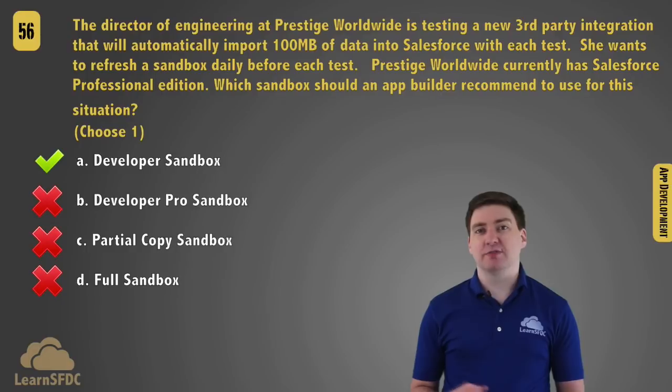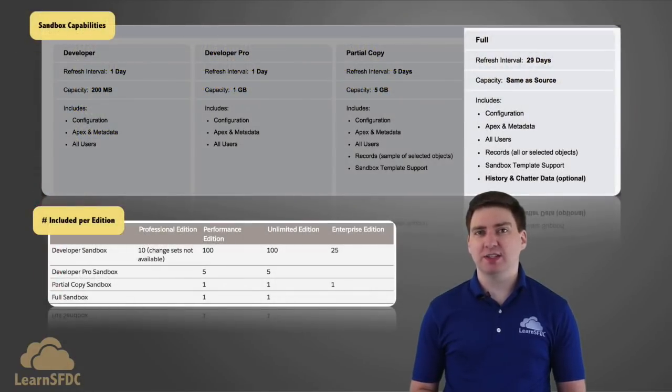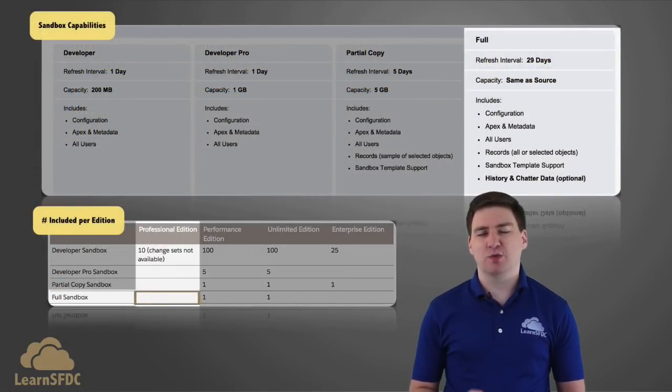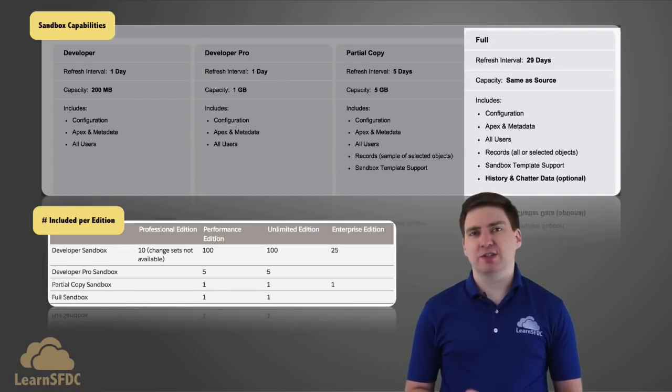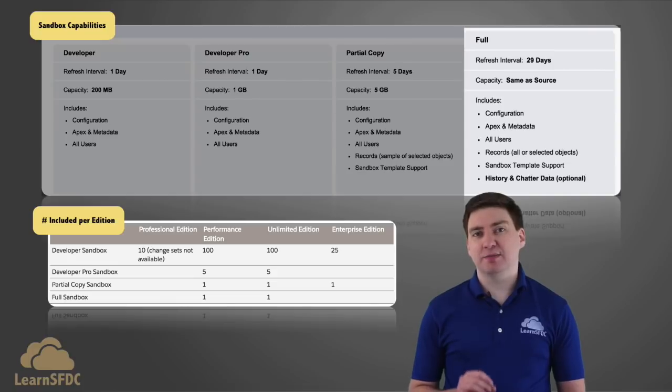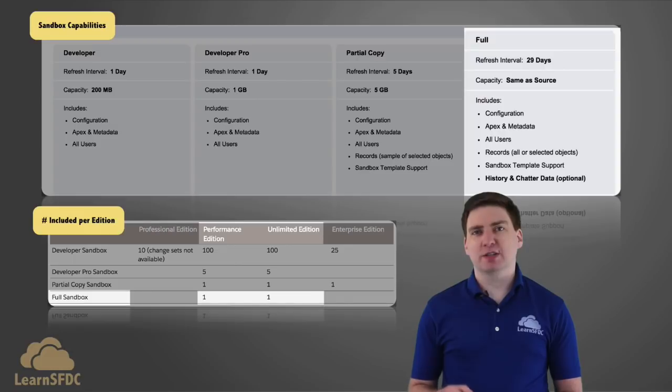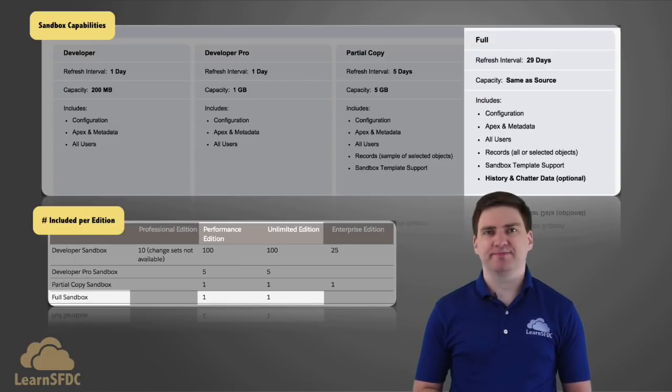D is incorrect because a Full Copy Sandbox will not refresh daily and is not compatible with the Salesforce Professional Edition. A Full Copy Sandbox can be refreshed every 29 days, has the same storage limit as the user's production org. It copies all the metadata and all the production data from the production org, and it has sandbox templates available for use, although they are not required. Full sandboxes are compatible with Salesforce Performance and Unlimited editions.